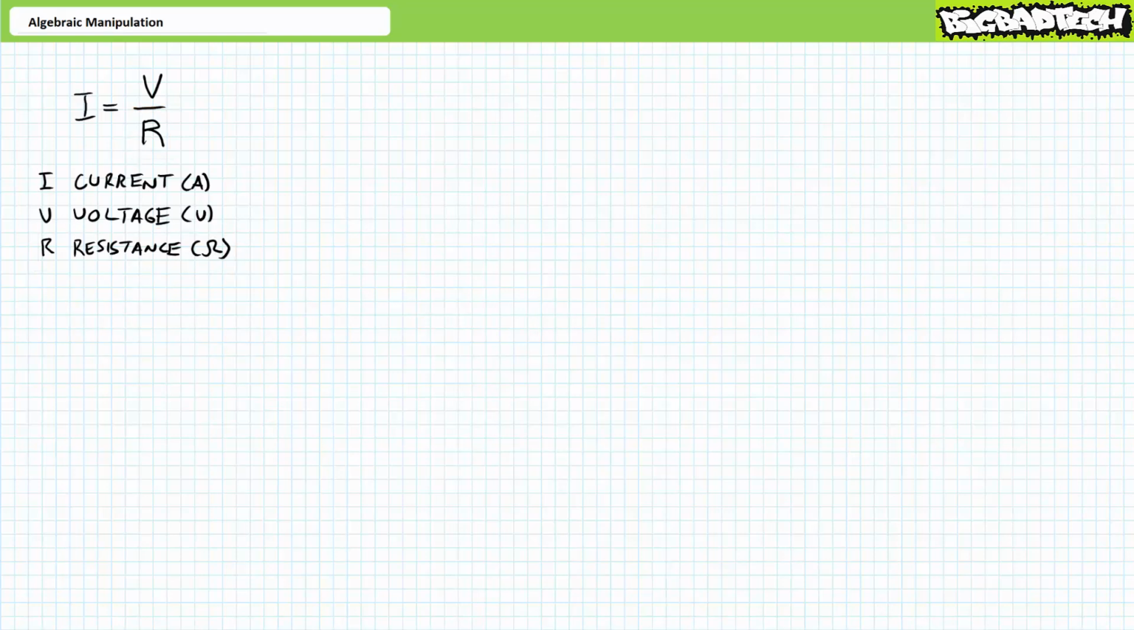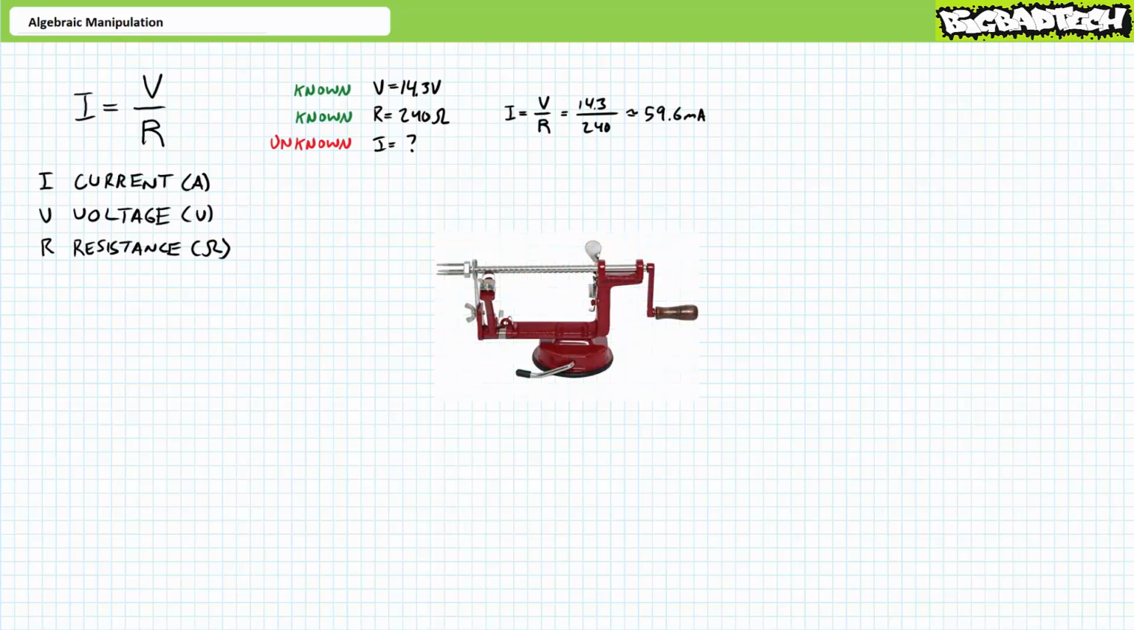If you've got known voltage and known resistance, one simply divides voltage by resistance and obtains current in units of amps. For example, given a known voltage of, let's say, 14.3 volts across a 240 ohm resistor, an application of Ohm's law demonstrates one might expect roughly 59.6 milliamperes of current to travel through it. Too easy. An equation like this is a machine as complicated as an apple peeler.